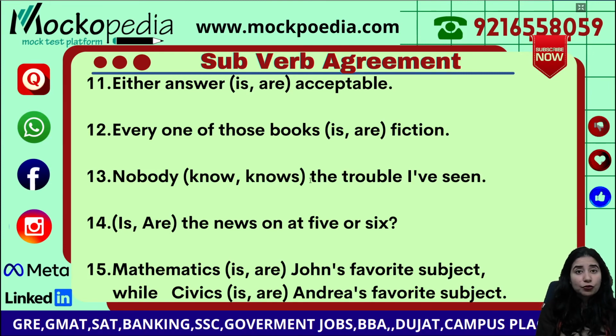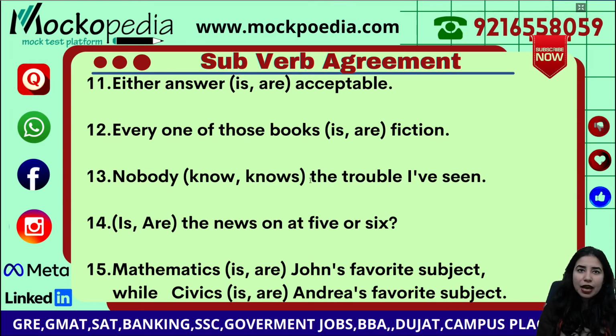Like I told you, the verbs that end with s are considered to be singular in nature. Coming to the 14th, is or are, you need to pick the news. With news it is considered to be singular, and hence the verb is going to be is. Now mathematics is a singular entity, despite it ending with s. So mathematics and civics, you consider them to be singular in nature. Mathematics is John's favorite subject, while civics is Andrea's favorite subject.